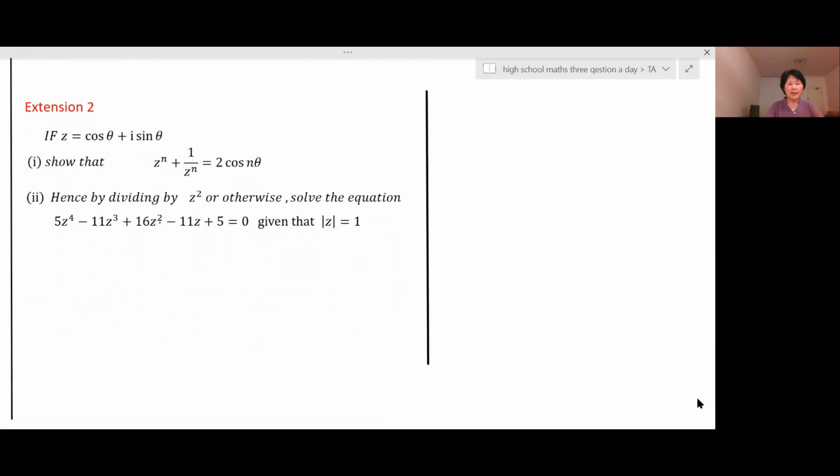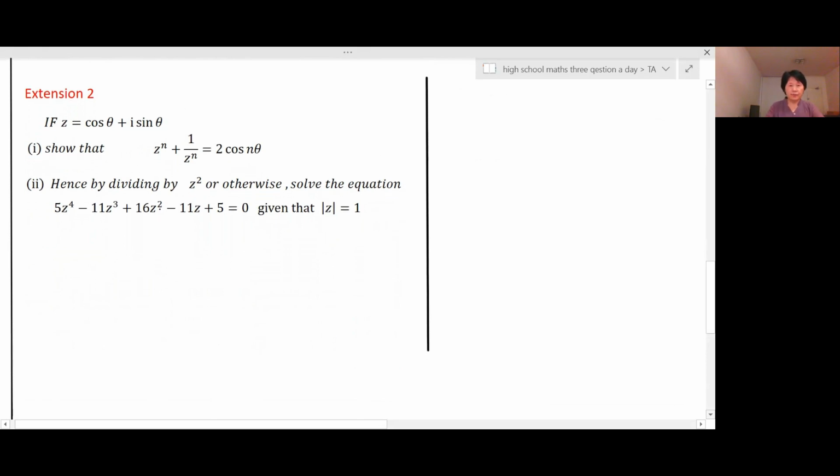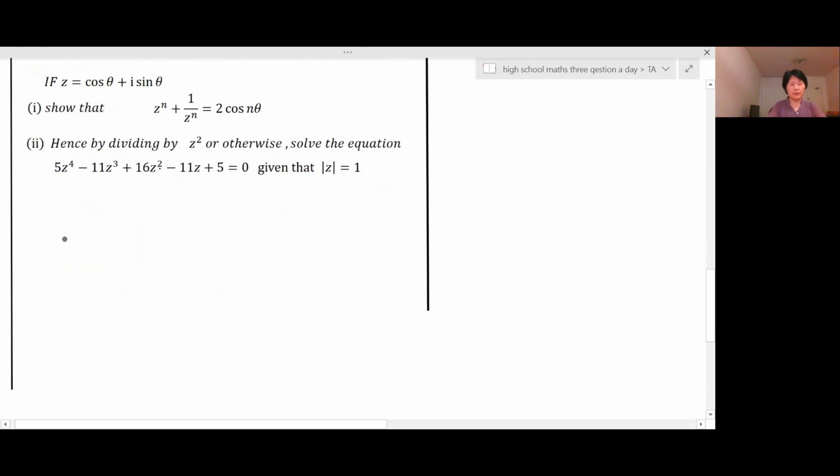Okay, so now we start the third question, an Extension 2 question. So this is the 4 unit question. If z equals cosine theta plus i sine theta, the question needs us to show that z to the power n plus 1 over z to the power n equals 2 cosine n theta. So I just start to show, after the first one.